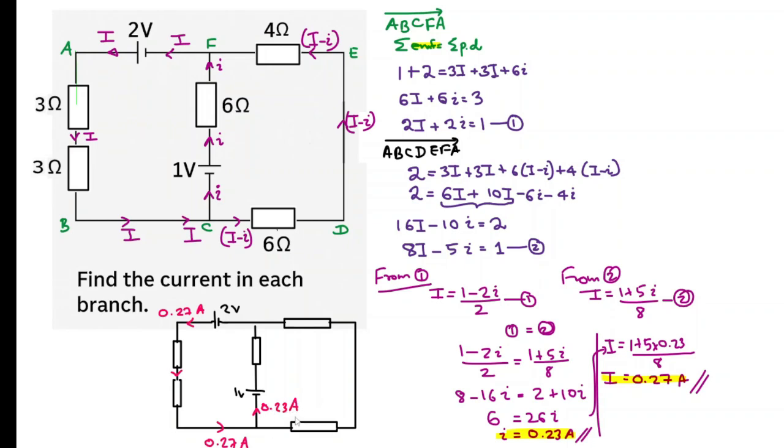So 0.27 take away 0.23 is 0.04 amps, which is the current through this one. 0.04 amps go through this one, here, here. Now that 0.04 add 0.23 comes from this branch, and that gives you 0.27. So everything works. So I have just marked all the current values in the circuit.